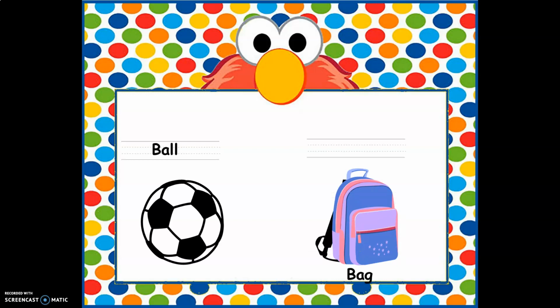Ball, ball. It is a ball. It is a bag. So, a ball الكرة, الباج, الشنطة أو الحقيبة, okay? It is a ball. It is a bag. So, we took together apple, arm, ball, bag.